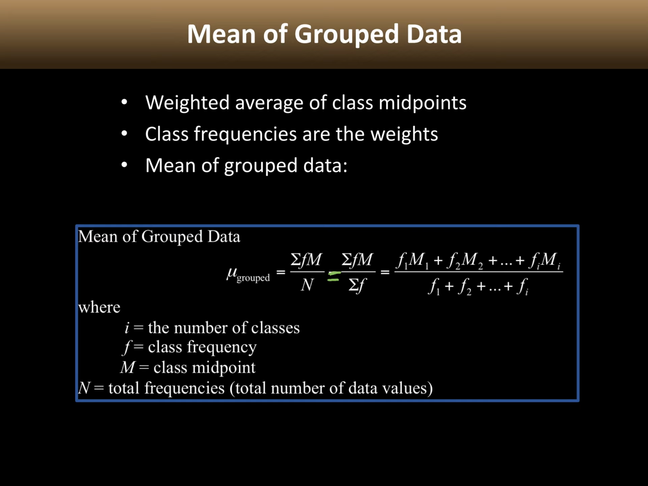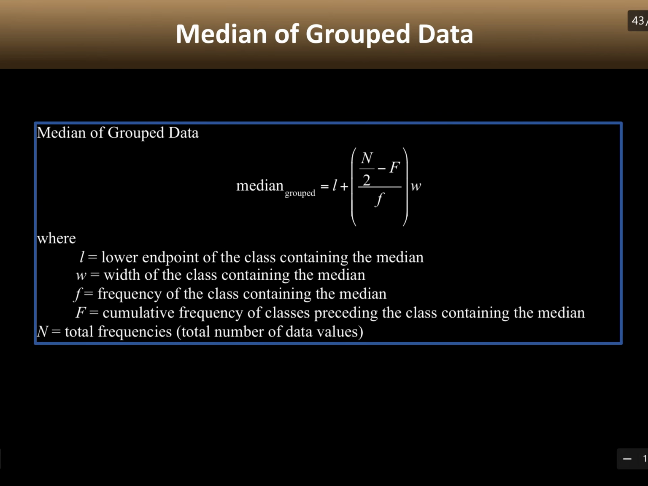So it's the sum of the frequencies multiplied by the midpoints of each class, divided by capital N if it's a population, or small n, where n is the total frequencies or the total number of observations in the data set. If we're talking about a population, that's capital N. If we're describing a sample, it's going to be lowercase n. But it'll come out the same. We're going to look at an example in just a moment.